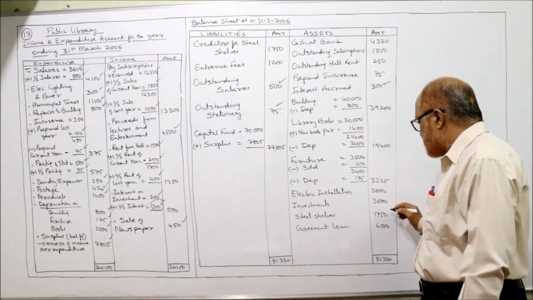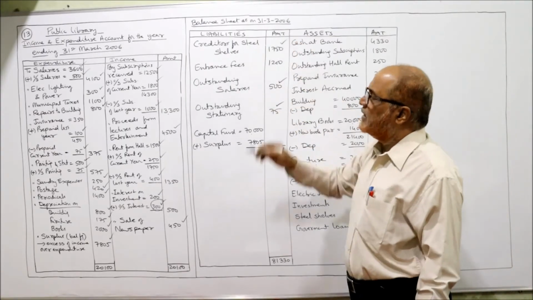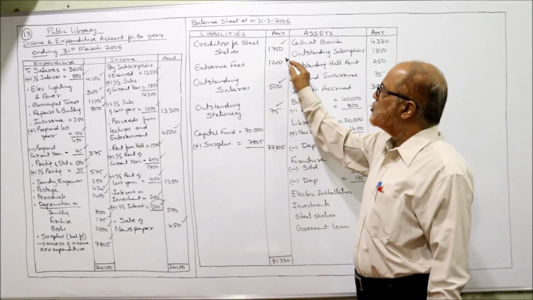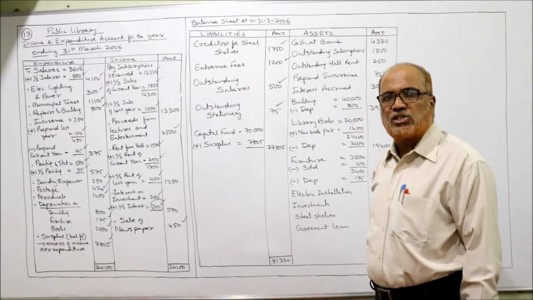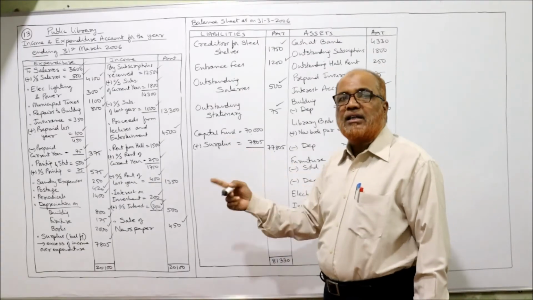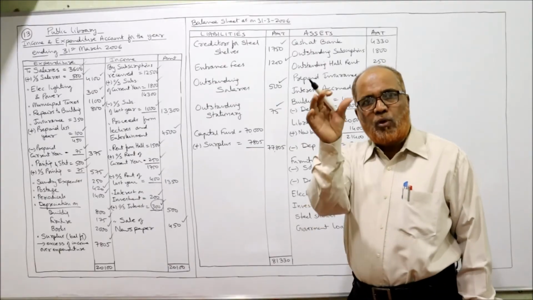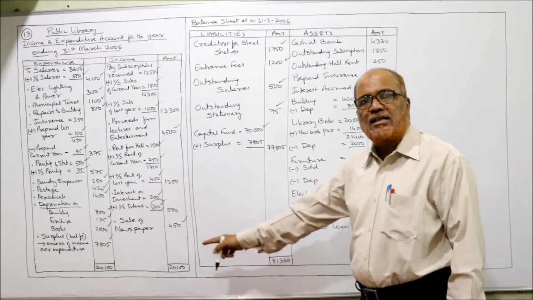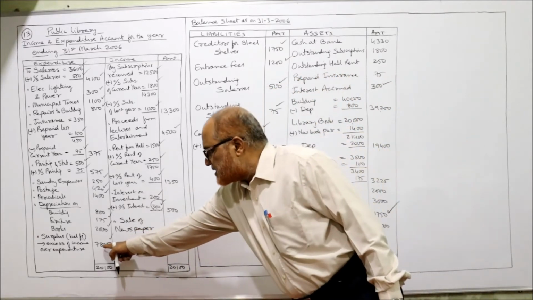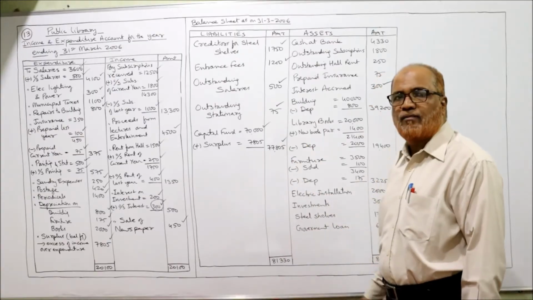Steel shelves is an asset 1,750 and creditors for steel shelves is a liability, right? Entrance fees is to be capitalized. Outstanding salary 500, outstanding stationery 75. Now capital fund at the beginning of the year is given in opening balance sheet. In the problem opening balance sheet capital fund is given 70,000. To this we have to add the surplus. How much is the surplus? 7,805 is the surplus. Add the surplus: 77,805.